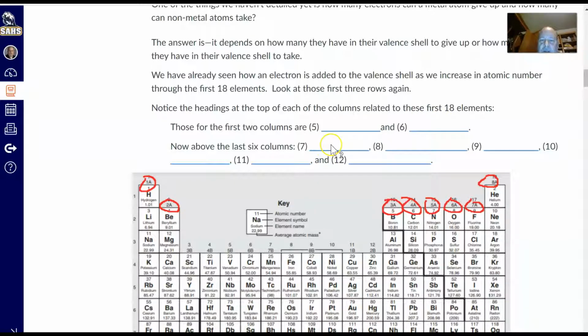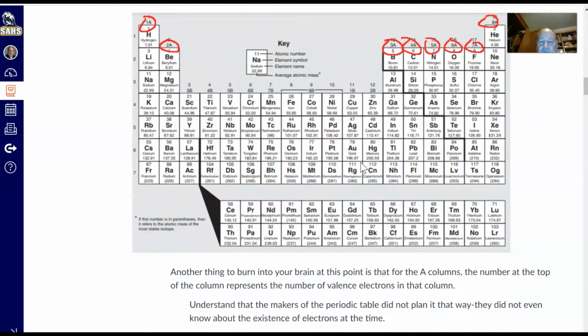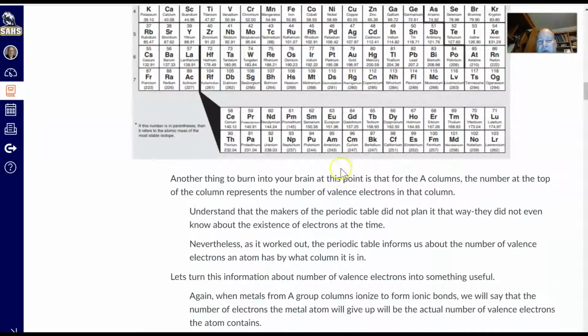And then in the last 6 columns, we have 3A, 4A, 5A, 6A, 7A, and 8A. Okay, and these numbers are very important to us. So the thing that you need to burn into your brain now at this point is that for the A columns, the number at the top of the column represents the number of valence electrons in that column.